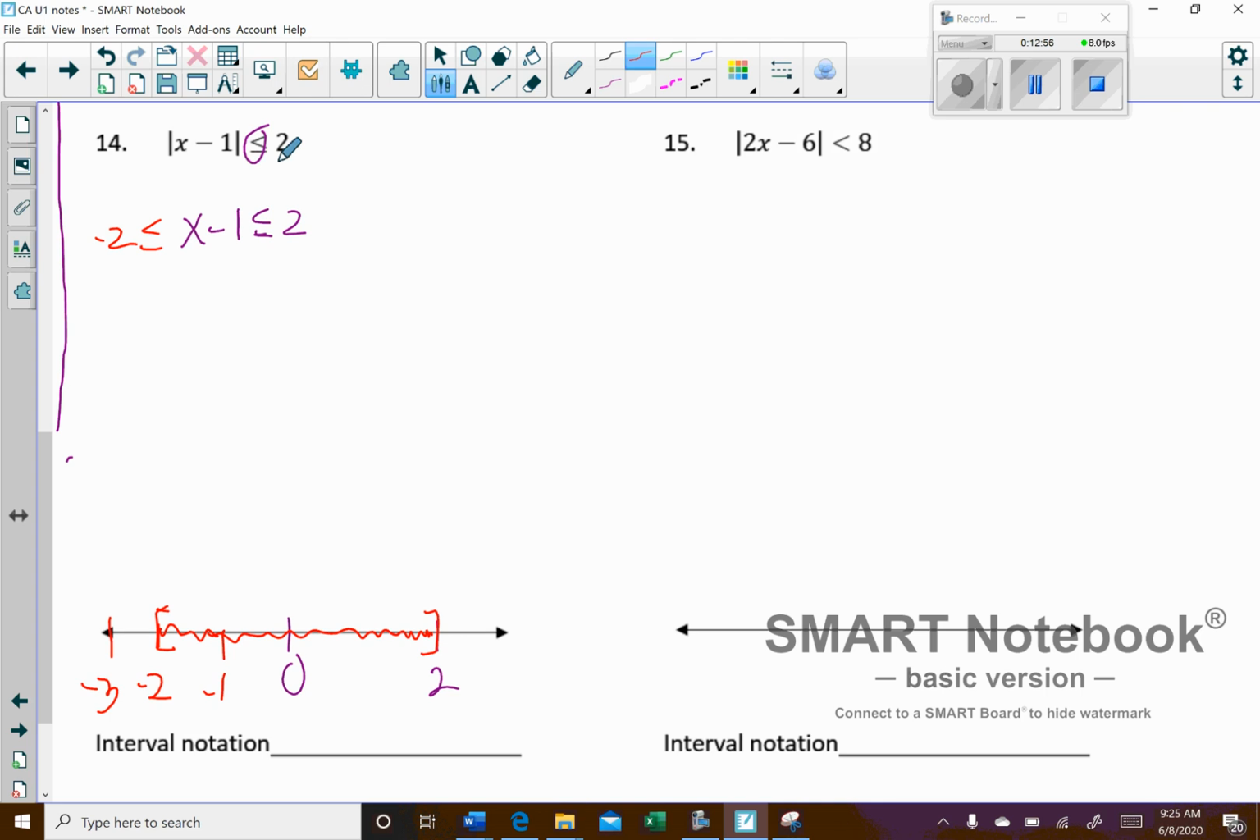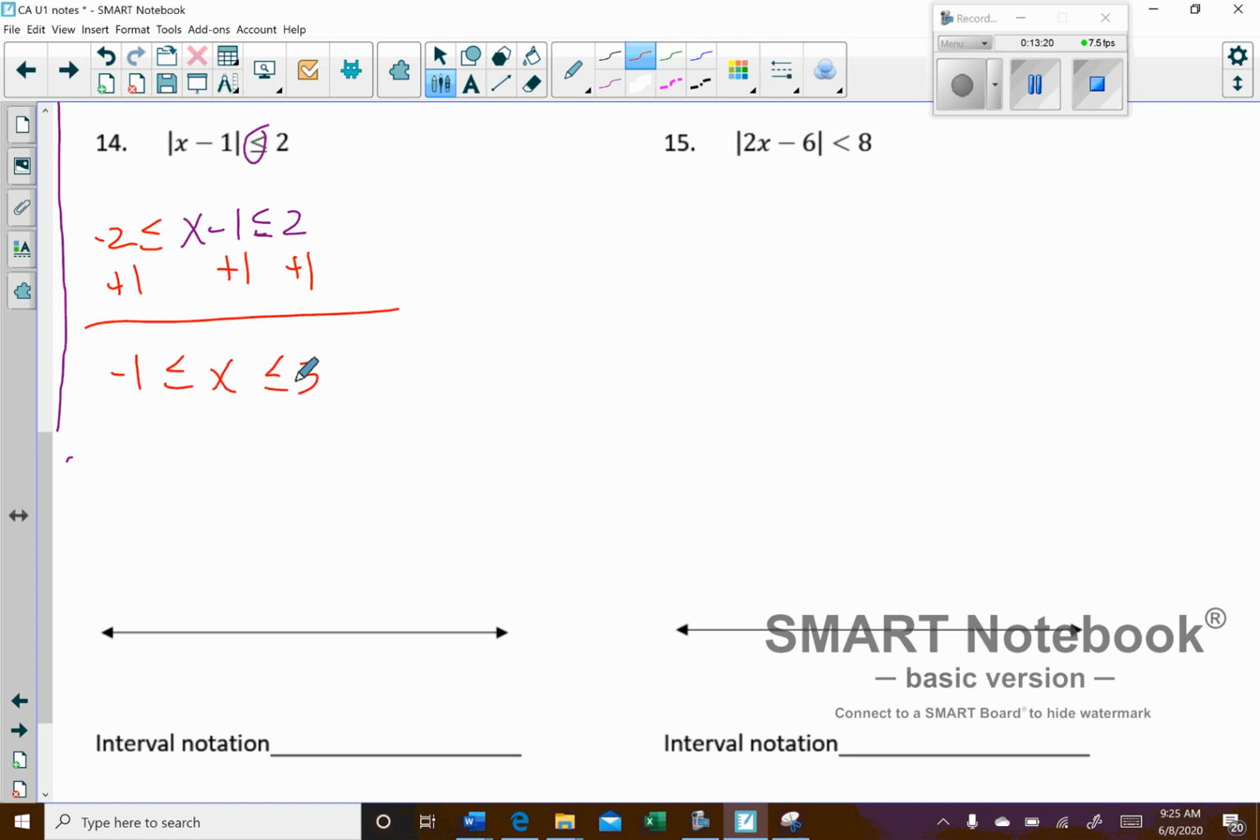Okay, so I need to go ahead and solve this, though, because this number line actually is not correct. That's not what my answer is, because I have a little bit of algebra to do in the middle. So now I need to clean this up. We'll add 1 everywhere. And so now we get -1 is less than or equal to x, which is then less than or equal to 3. So that's my actual solution set, from -1 to 3. And that's my interval right there.